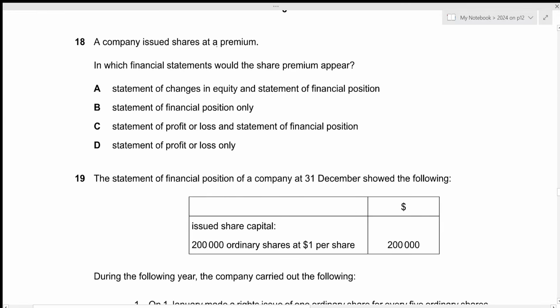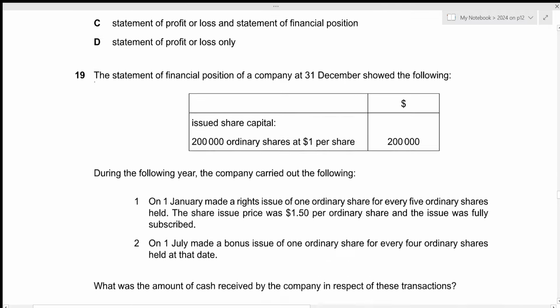A company issued shares at a premium. In which financial statements would the share premium appear? So share premium will be shown within our statement of financial position, and it will also be shown within the statement of changes in equity. So these are the answer that we are looking for, and that is given by option A. That's all for the 18th question. Let's move towards the 19th one.